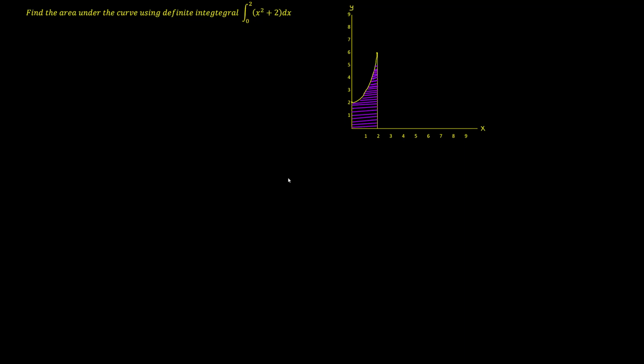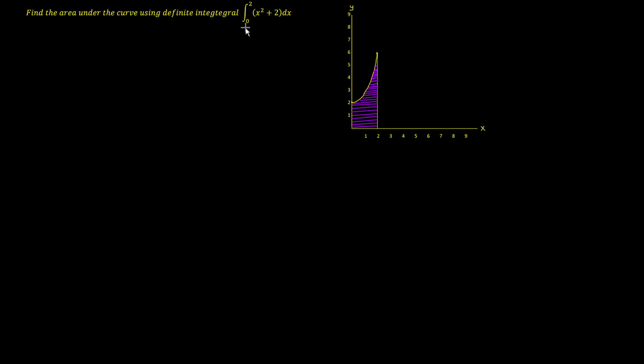Let us solve this question. The question says find the area under curve using definite integral. But I want to first get it without using integral, and then I will use integral, and I will compare those two answers. Okay, first of all, the area is right here. I put it in blue color, as you see here.